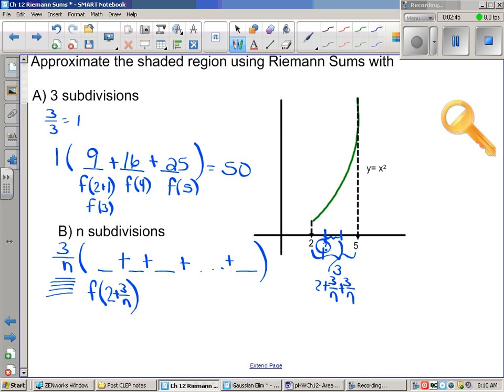And so just to write what that looks like, it would be f of 2 plus 3 over n, because 2 is our starting point. And the next one would be f of 2 plus 2 times 3 over n, and the next one f of 2 plus 3 times 3 over n, in other words, 3 of those widths. And we would keep doing that, still 2 plus, but it would be n of them. This becomes a little bit more tricky, I'm not going to lie.